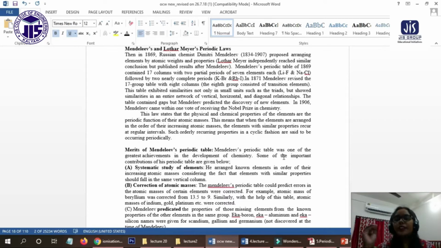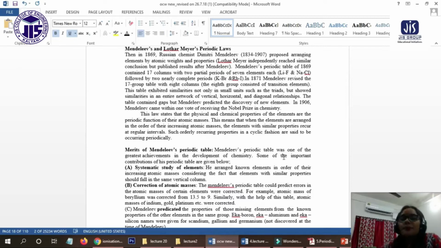If we arrange the elements according to the similarities, we can put some of the elements in a group. For that group the specific properties will be there. That is why we do not need to memorize the properties of each and every element. Okay, so this is the importance of using the periodic table.